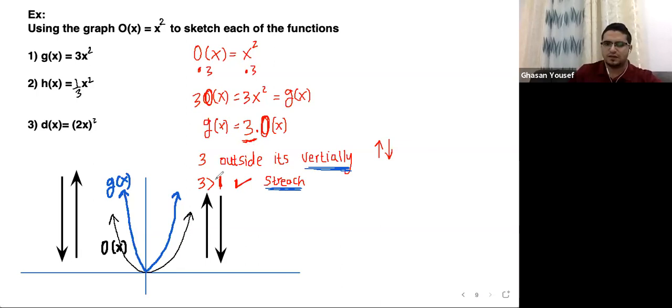You have to ask yourself: the 3 is outside, and at the same time, the 3 is greater than 1. This is very important. Outside means vertically, greater than 1 means stretch. Then you graph it. For the second one, h of x equals 1 over 3 times f of x.